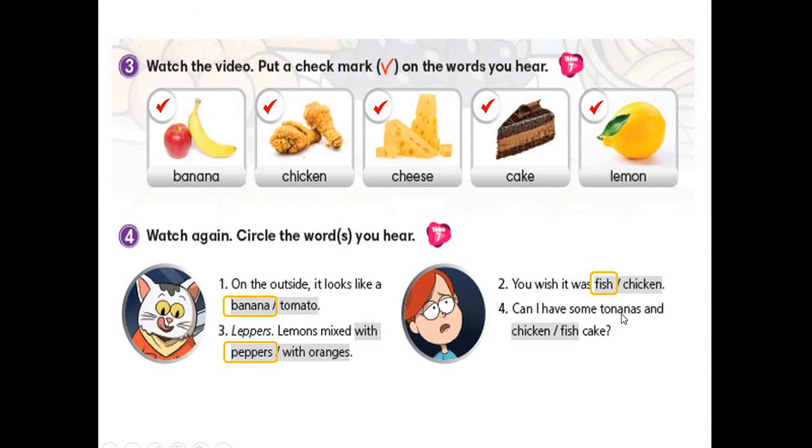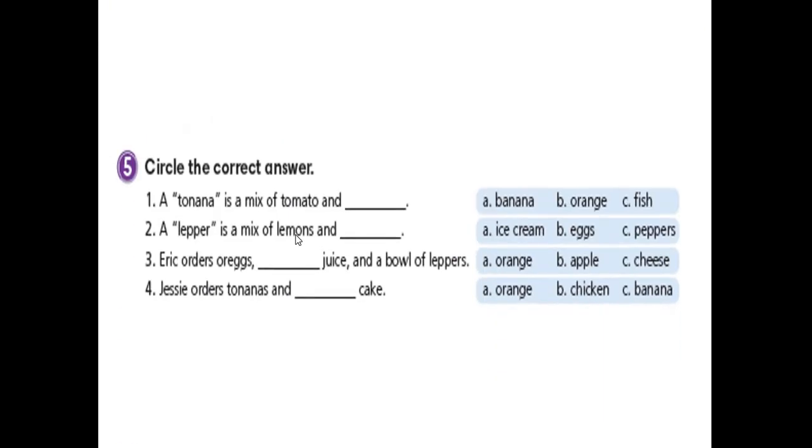Can I have some tunanas and chicken or fish cake? Which do you think is the answer? If your answer is chicken cake, you are correct. Obviously you can see a lot of weird food combinations here that you don't usually eat. Alright, so let's move on to the next slide.